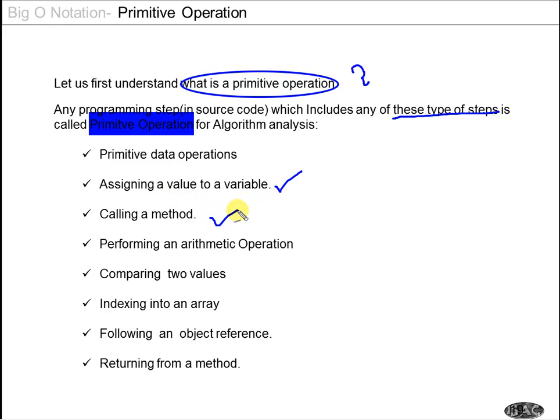Calling a method is called a primitive operation. Performing an arithmetic operation like addition, subtraction, multiplication, division, all of them. Comparing two values: equal to, less than, greater than, and all of that. Each one of them is counted as one primitive operation.